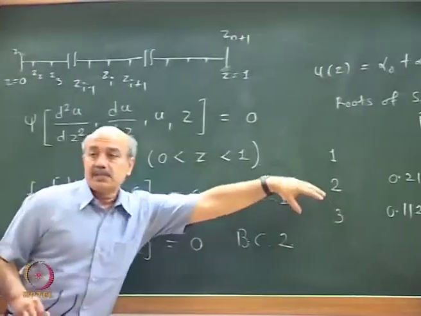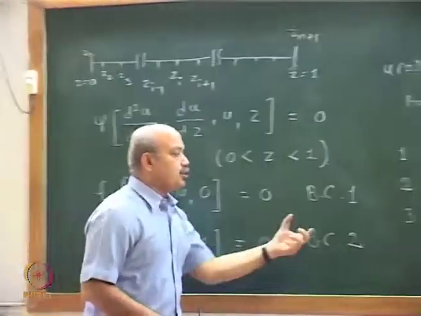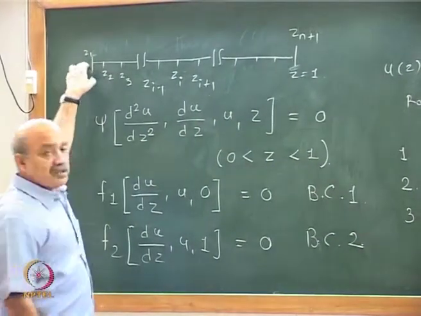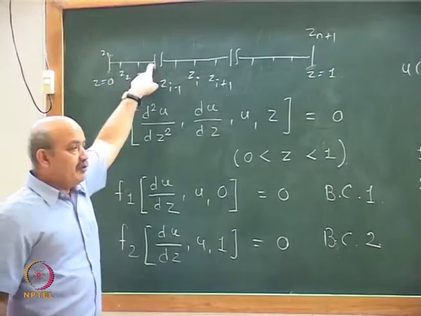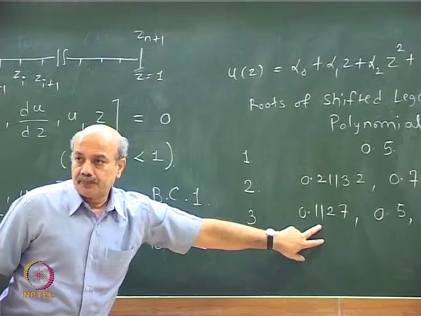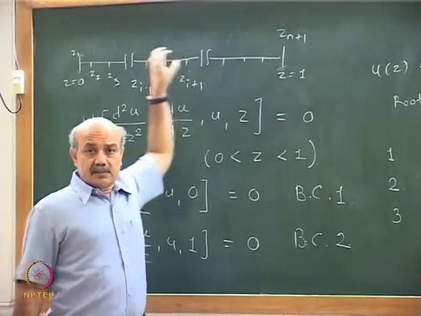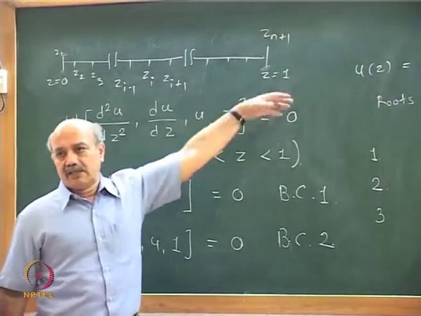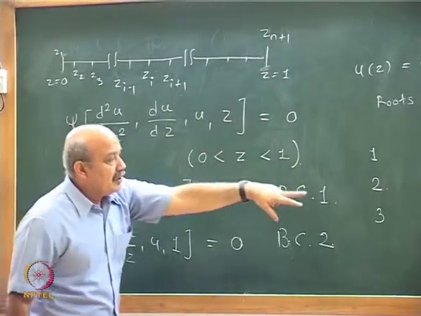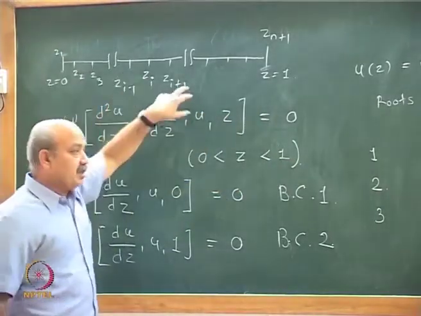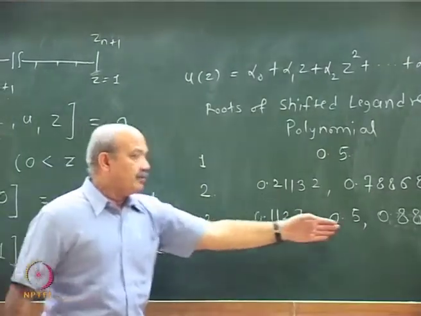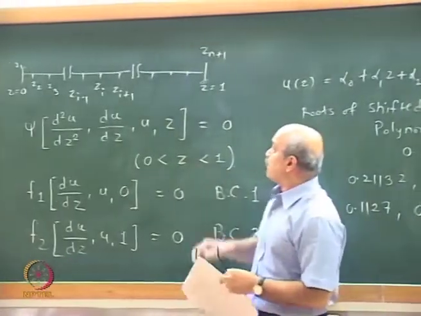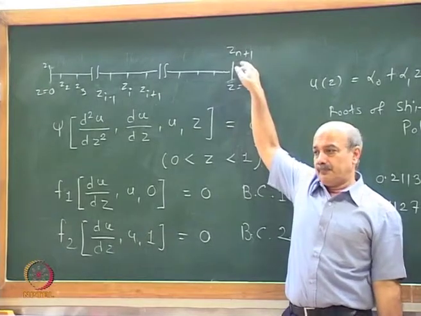Which means if I happen to choose three collocation points in this domain, the first one, z1, will of course be 0, the second one will be placed at 0.1127. This domain is scaled between 0 and 1. Typically if it is a length, you can divide by length and scale it to 0 to 1. So 0.1127 will be my second point, my third point will be at 0.5, my fourth point will be at 0.8873, and the last point, the fifth point, will be the boundary z equal to 1.